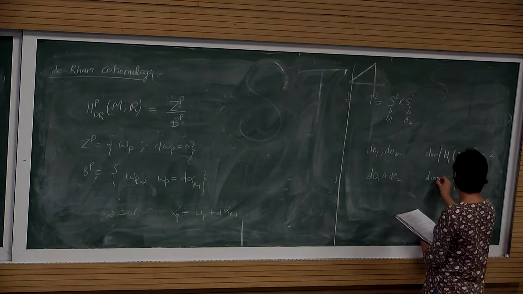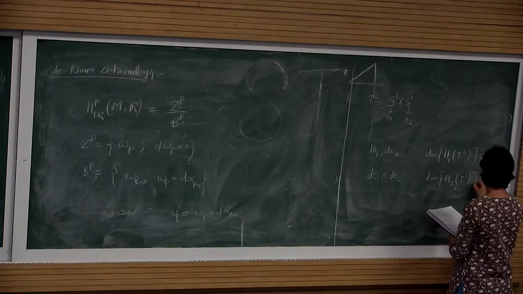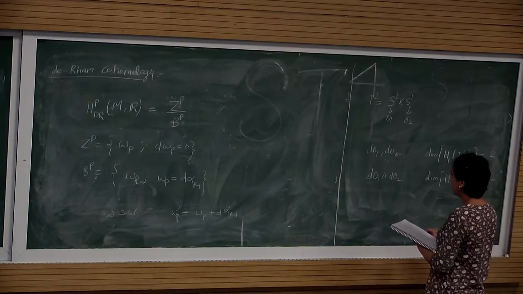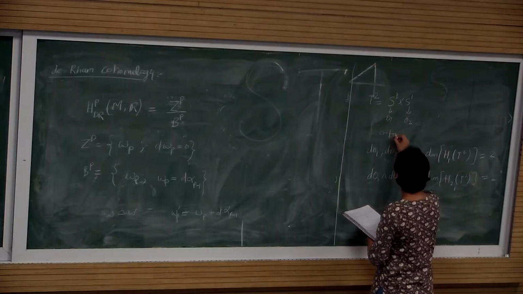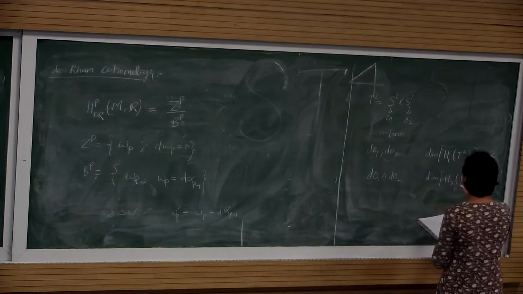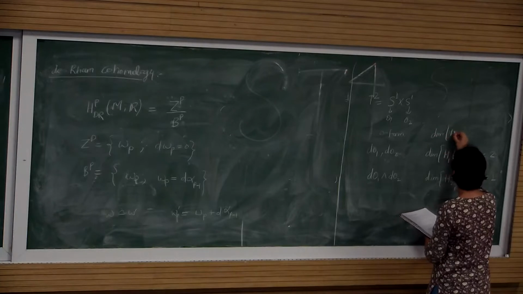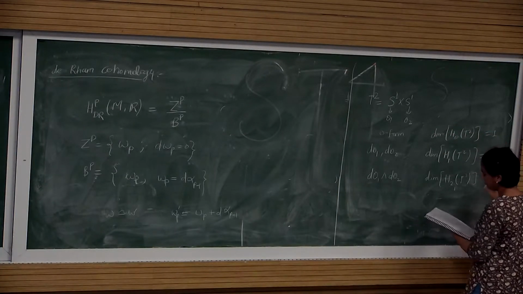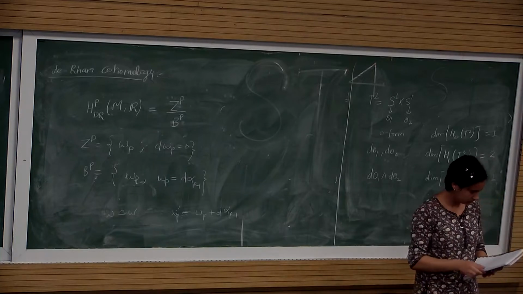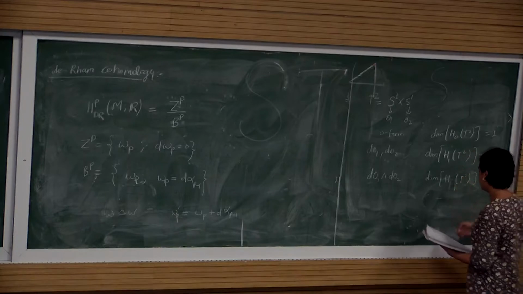So the dimension of H2 of T2 is again 1, and the 0 form is just some constant, so the dimension of H0 of T2 is again 1. So these are upper index 0. Yeah, right, right. Thank you.